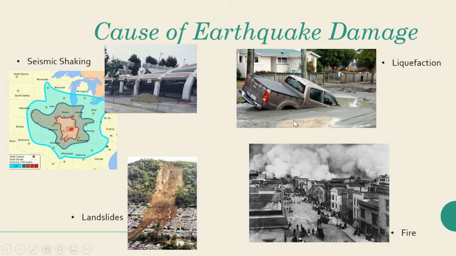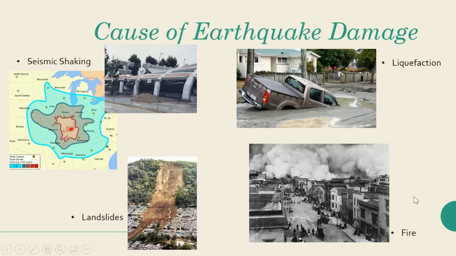And what happens here is that if water is soaked into sediment and the sediment is wet, when the earth starts to shake, the water collects around each of the grains and causes the grains to flow. So if anything heavy is above, it's going to shift or even sink into the sediment. You can see pictured here a truck that has happened to.